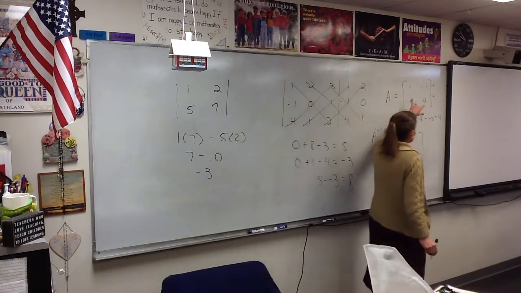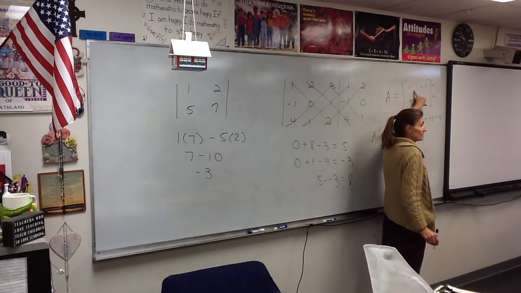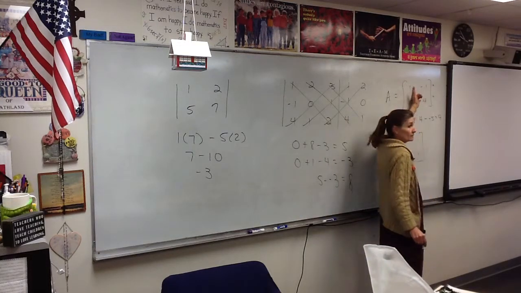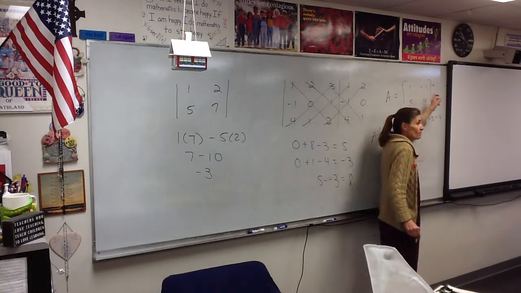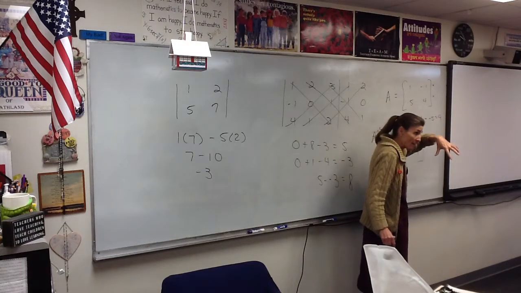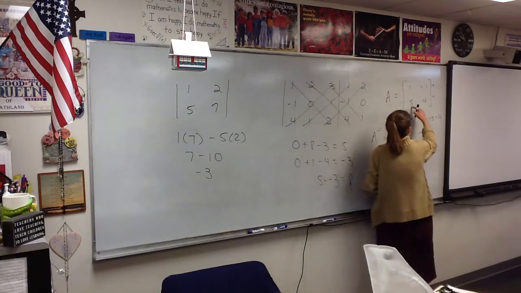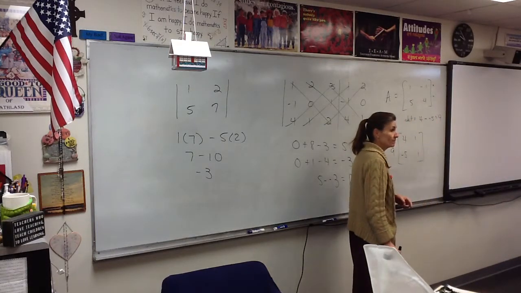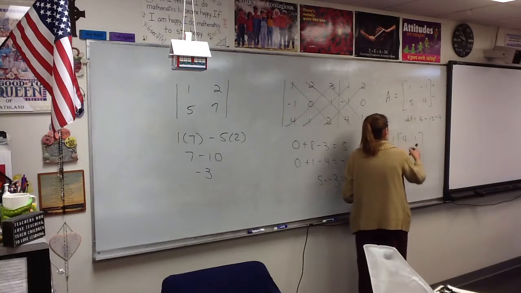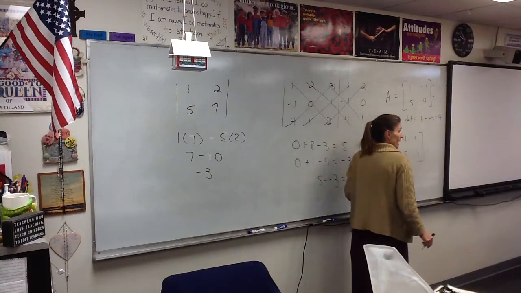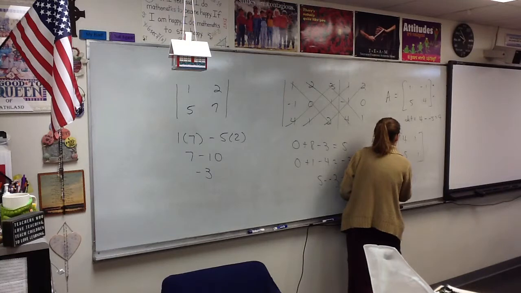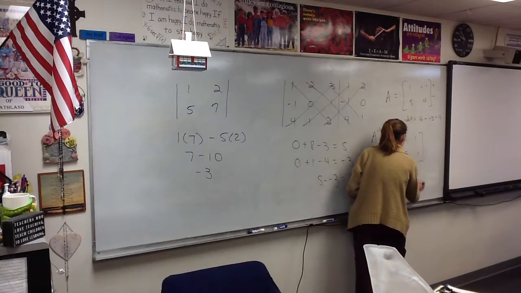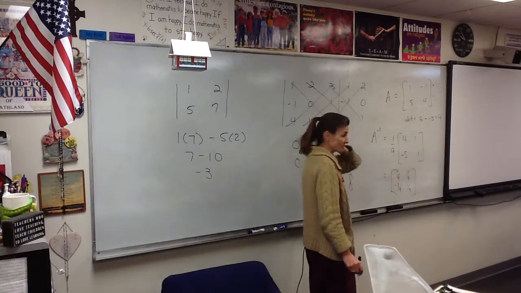Then we take these 2 numbers and switch them. So we put the 4 here and the 1 here. And then we take these 2 numbers and we leave them where they're at, but we change their sign. So this would become a -5 and this would become a +1. And then we multiply each of those by 1/9. So we have 4/9, 1/9, -5/9, 1/9. And that is the answer to the question.